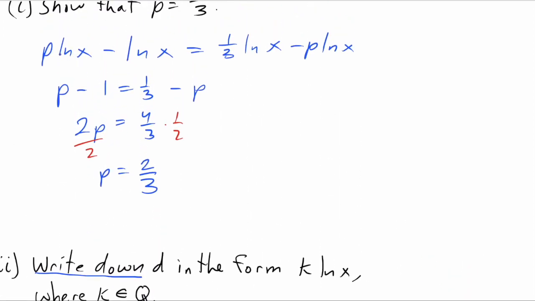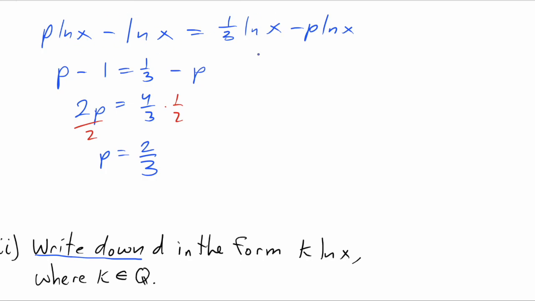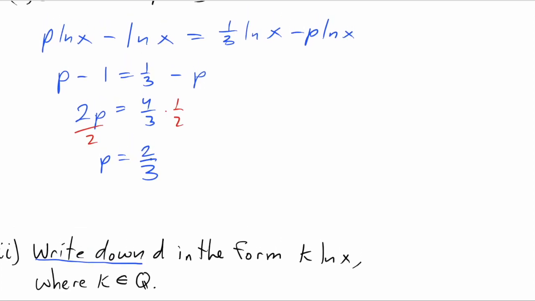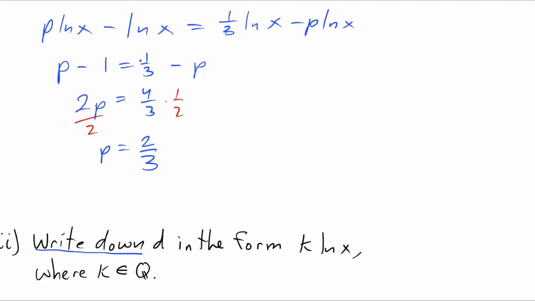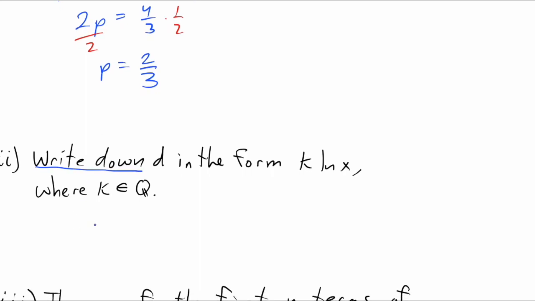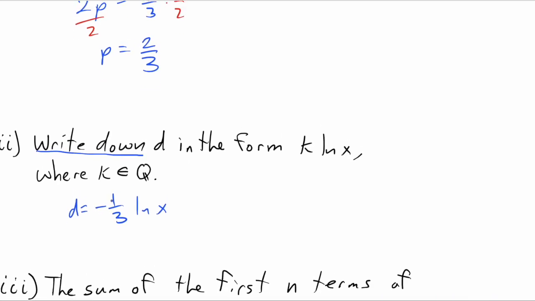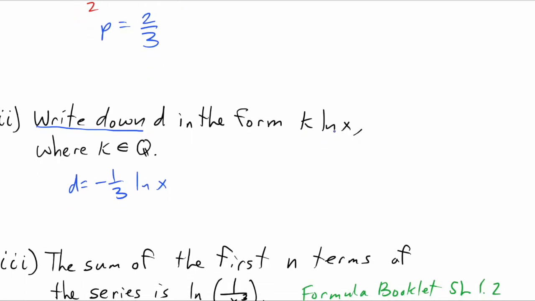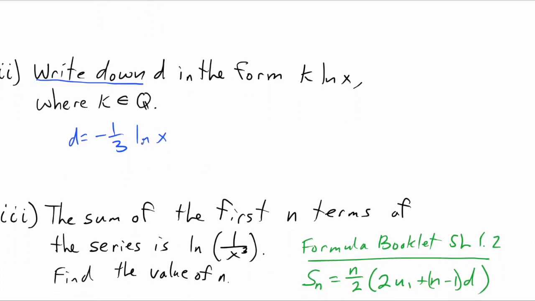But d is just right here. This is d and this is d. So d is p ln x minus ln x, and p is 2/3. So it's basically 2/3 ln x minus ln x, which is going to be negative 1/3 ln x. Okay, that's the value of d, which is in the form k ln x, right?